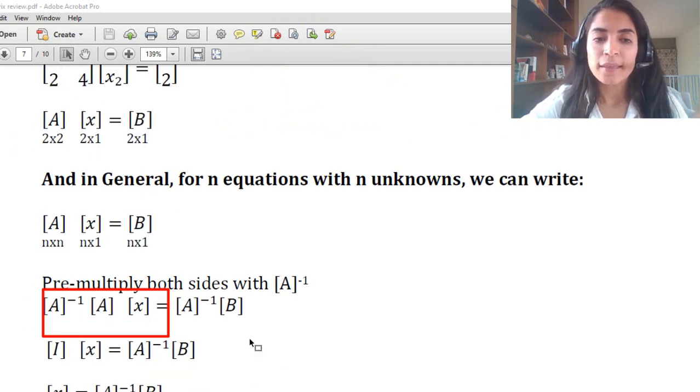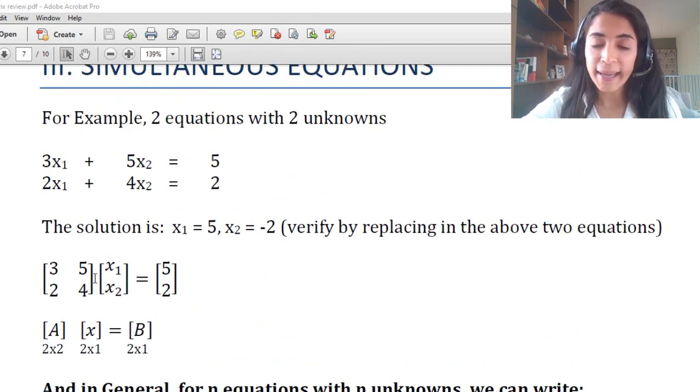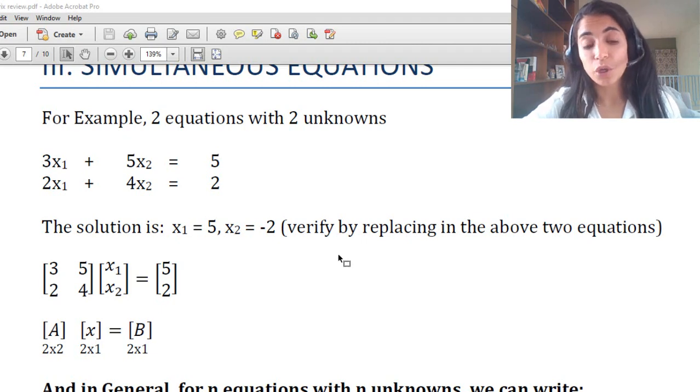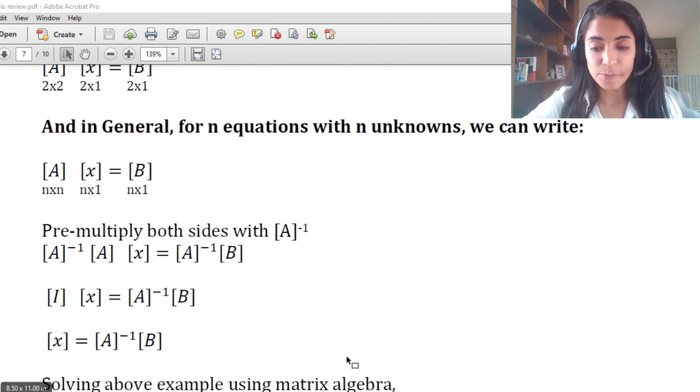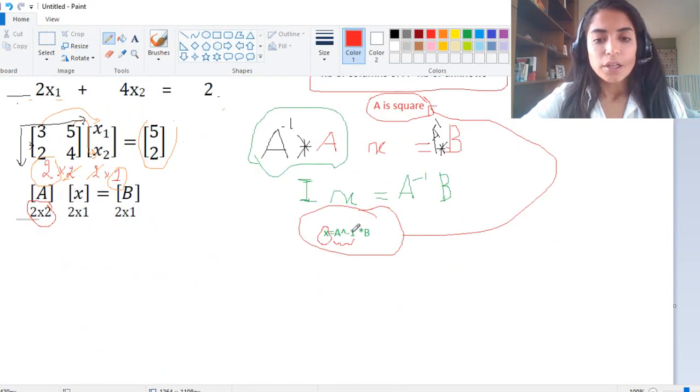Now remember the simple example that we did by hand in the previous video, and we found that x1 and x2 should be equal to 5 and minus 2. Now what if I'm going to do this using the inverse of A times B? So basically, guys, I know that X should be equal to A minus 1 times B, and I can find A minus 1 since A is a square.